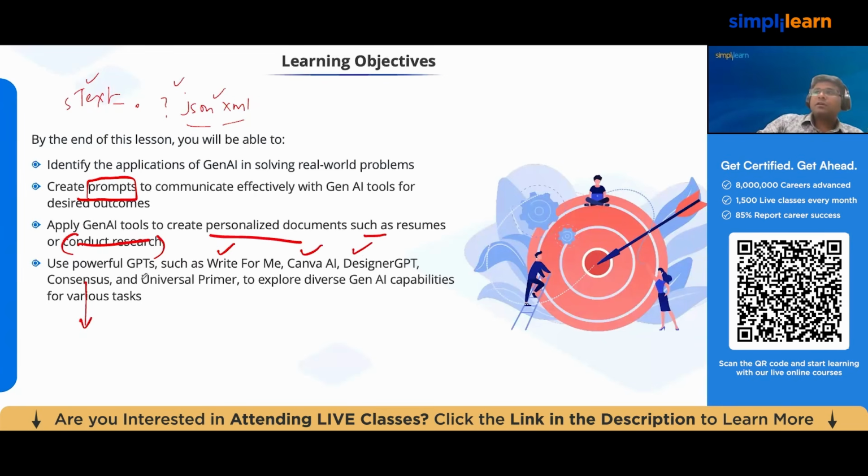basically various tools which are given by GPT for handling specific tasks. Let's say Canva AI is basically for designing, and the Designer GPT is basically for designing your websites, and Consciousness and Universal Primer are basically for education, research or something like that, right? So we will try to see the practical implementations of all these utilities and tools, and we will try to write a prompt, and there I will tell you how you can interact with these systems.